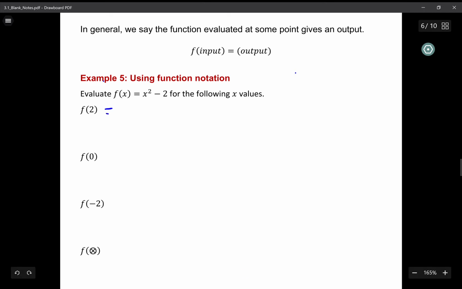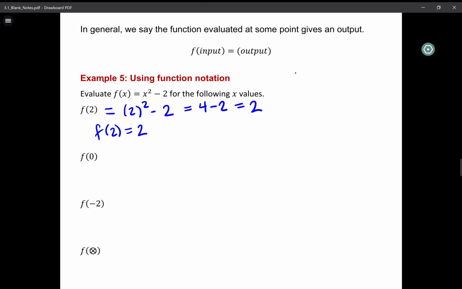So if my x is 2, I'm going to square 2 and subtract 2. So everywhere I saw an x, I put in a 2. And now I use my order of operations, which is PEMDAS, and I go parentheses, exponents. So that means doing the 2 squared first, which is 4. 4 minus 2 is 2. So f of 2 equals 2. I can write that down here a little more neatly. So if my input is 2, my output is also 2.